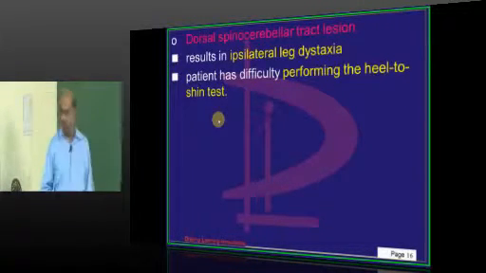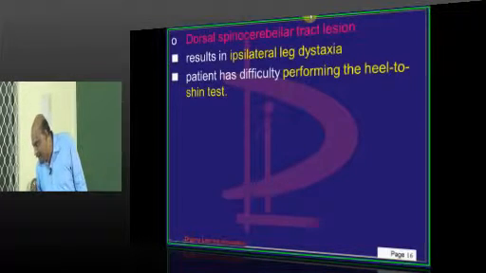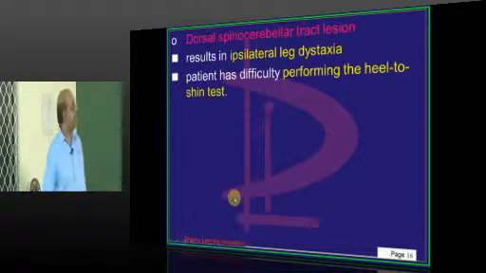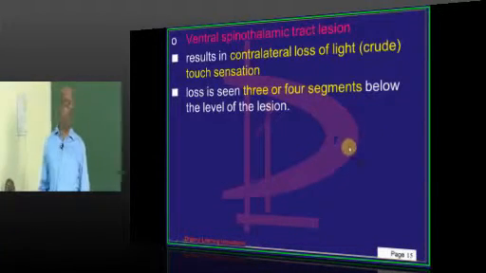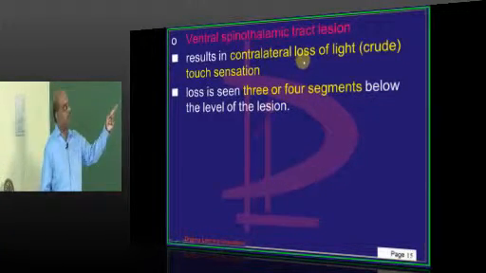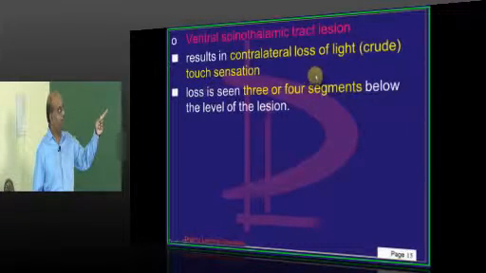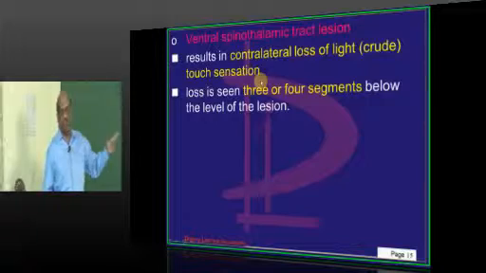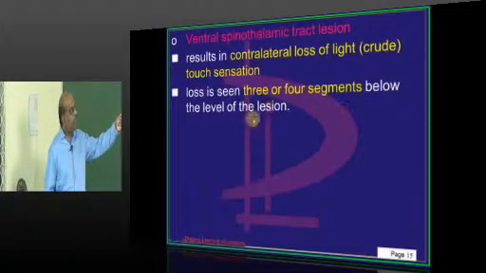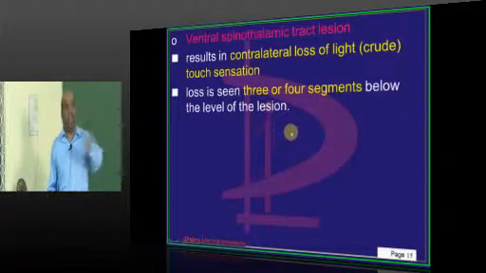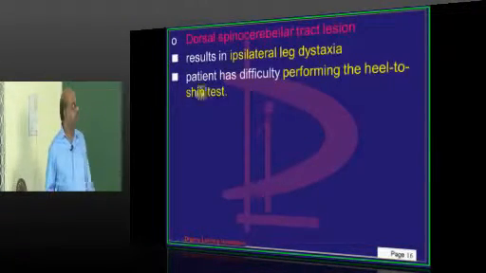Now, the next important tract is the ventral spinothalamic tract. So in the ventral spinothalamic tract, there is also loss of light, crude touch sensation. So this will be 3 to 4 segments below the level of the lesion. It all depends upon how the decussation is happening.